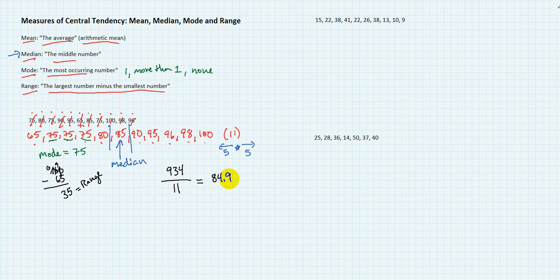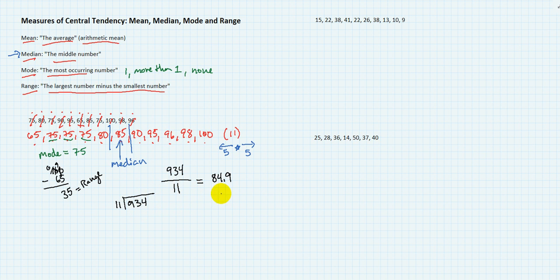So depending on what class you're in, if you can use calculators, it's pretty easy. If you can't use calculators, your teacher might show you a trick or two to add these quicker, or you just have to go through and add them up one at a time. Hopefully you don't make a mistake. Get to 934 divided by 11. You might want to divide it this way if you are not able to use a calculator.